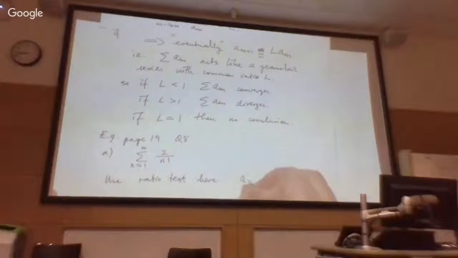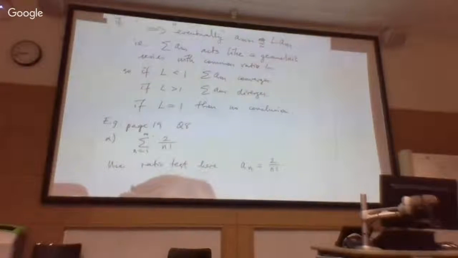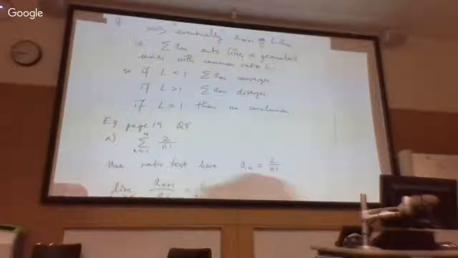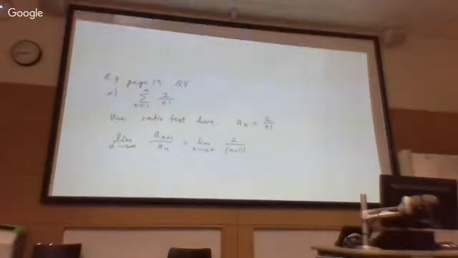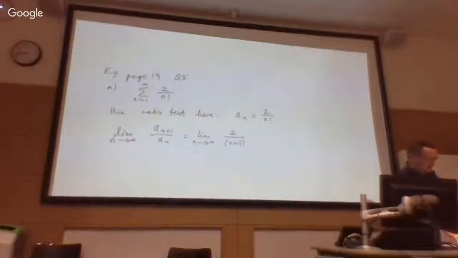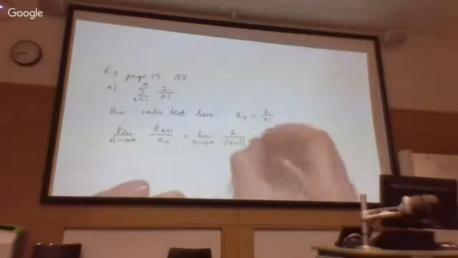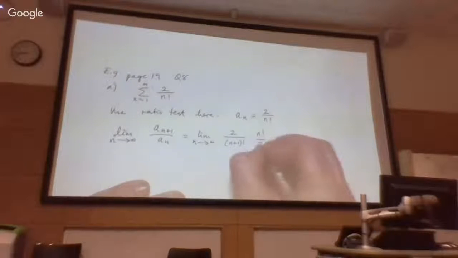So we have that a_n, the term of the series, is 2 over n factorial. Then if you look at the limit as n goes to infinity of a_{n+1} divided by a_n, this is the limit as n goes to infinity, so a_{n+1} is 2 over (n+1) factorial. And then we want to divide it by a_n, which is 2 over n factorial, and we're dividing by a_n, so we'll multiply by 1 over a_n.